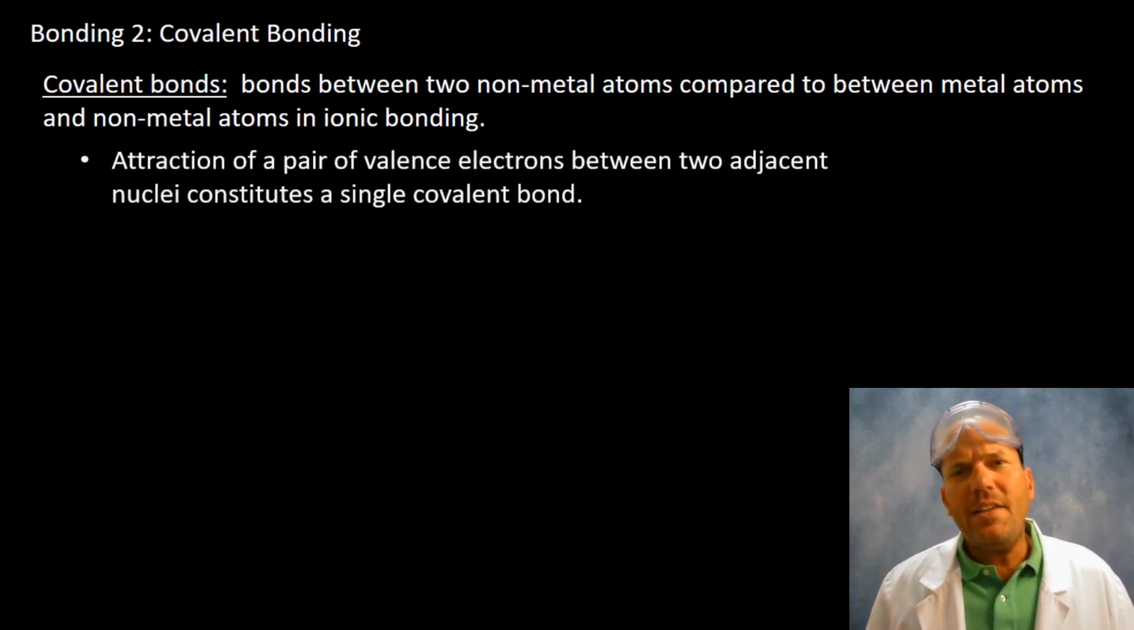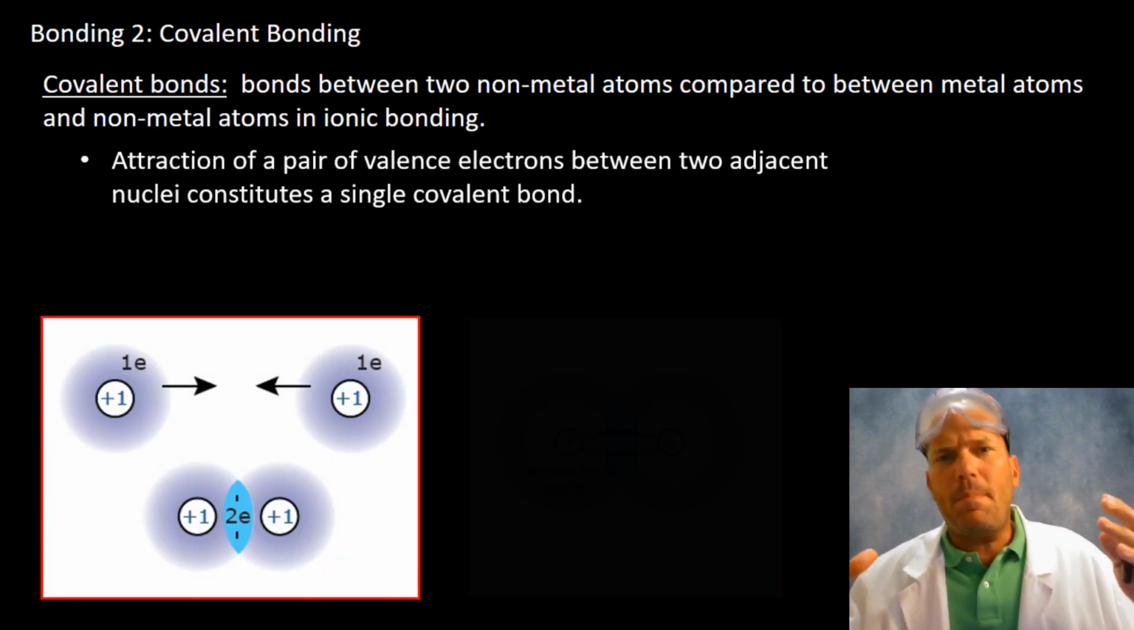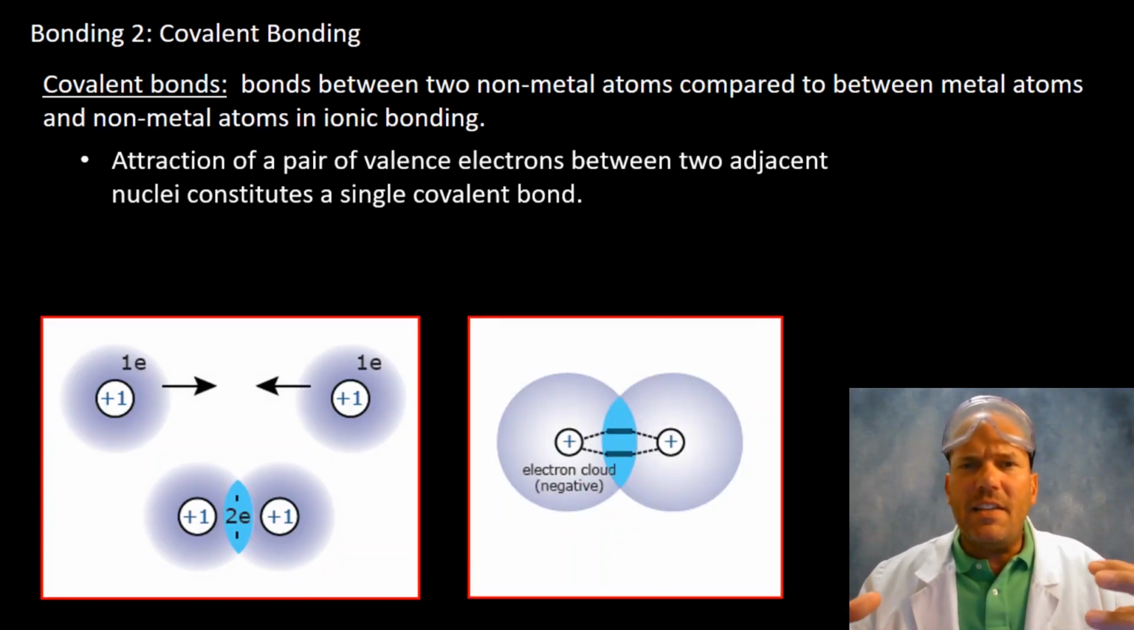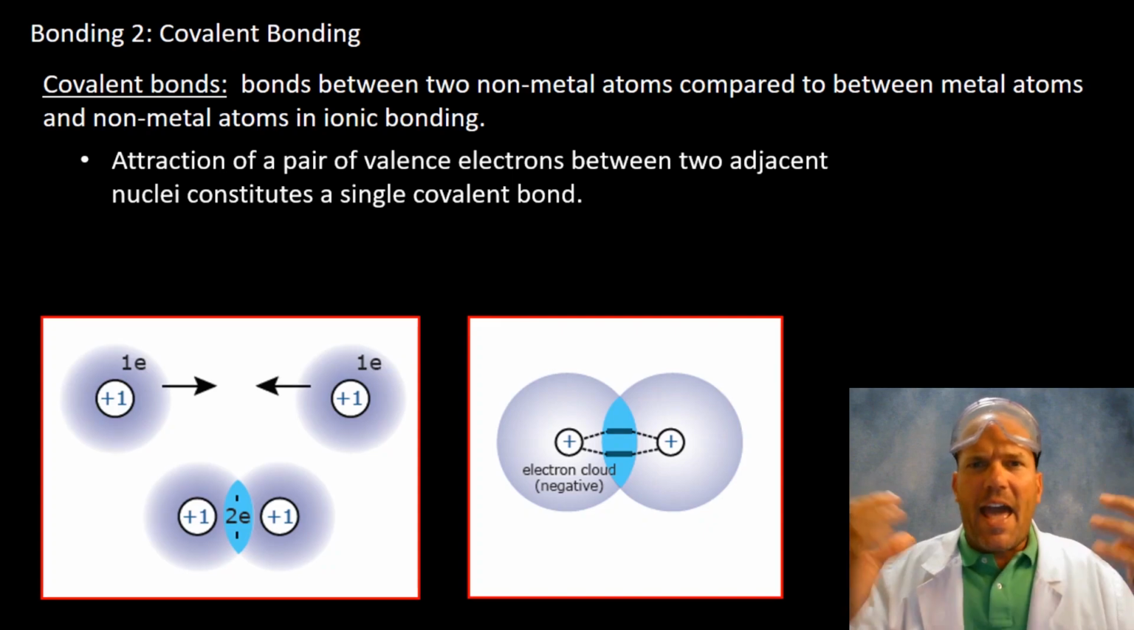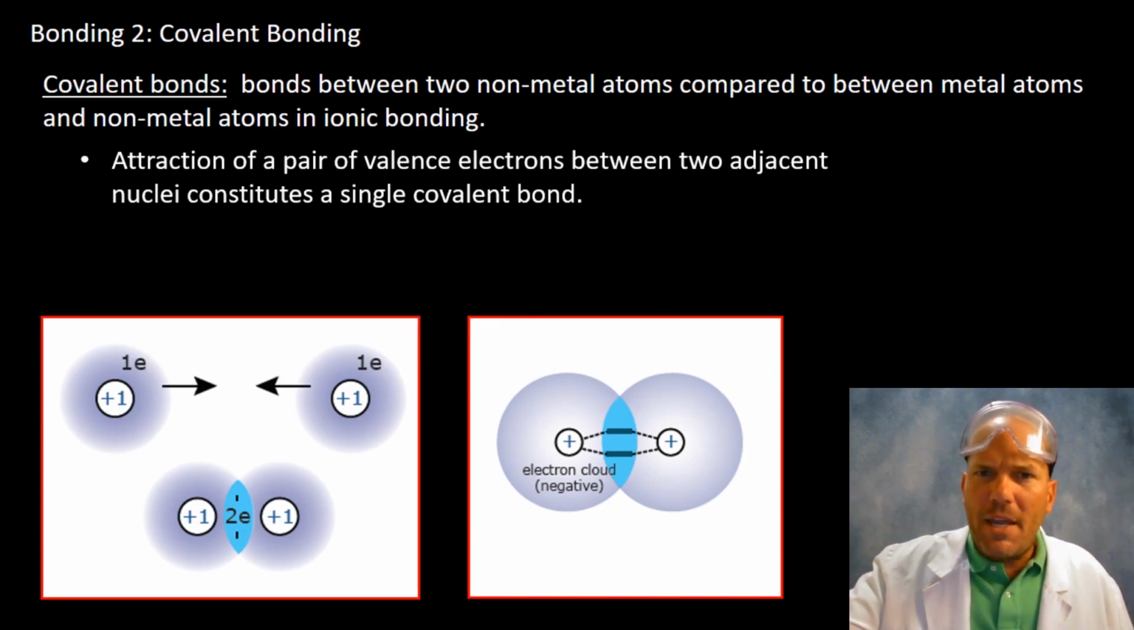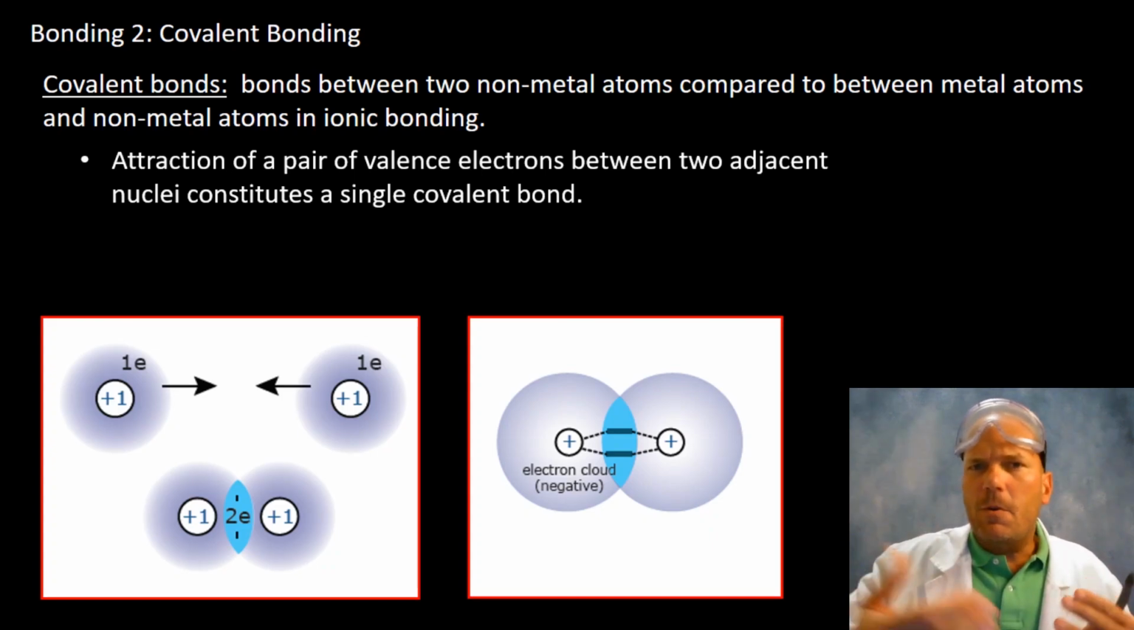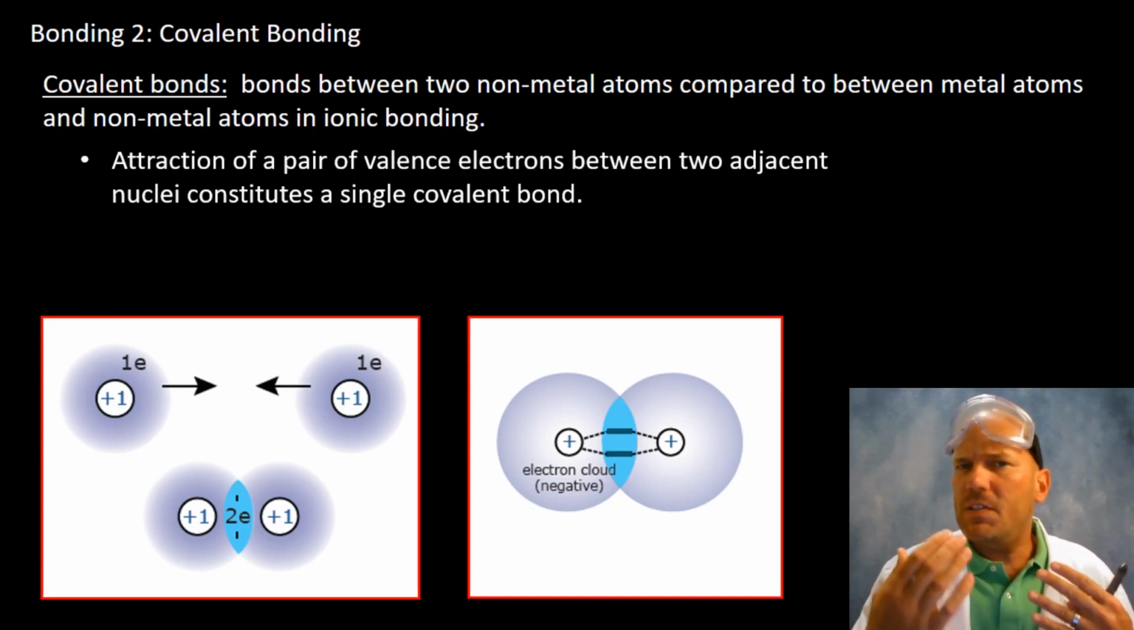Now, it's the attractive force between a pair of valence electrons and the atoms' nuclei that leads to this bond formation. It leads to this formation because it's more stable.